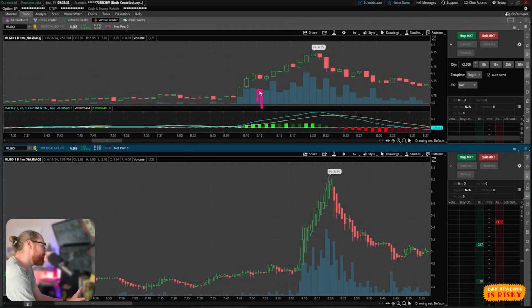It's just a little bit of pullback, and then we're looking for the next move higher. So you don't get that with this. So this does not excel when it comes to your entries, but when it comes to holding longer, holding until that first candle is red.